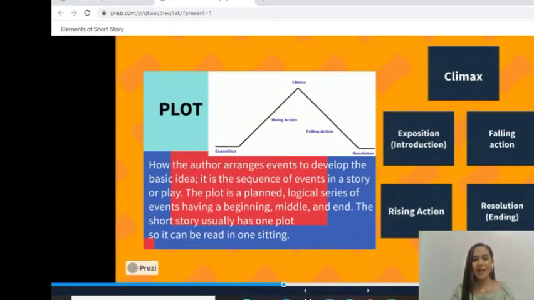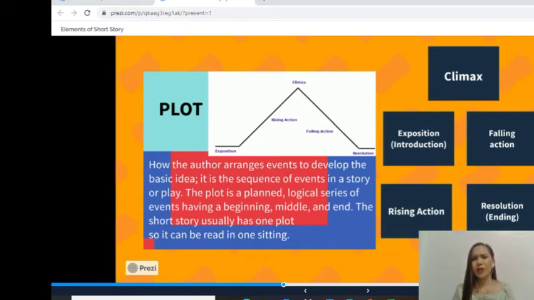Plot. This is how the author arranged the event to develop the basic idea. It is the sequence of events in a story or play. Plot is a planned, logical series of events having the beginning, middle, and the end.